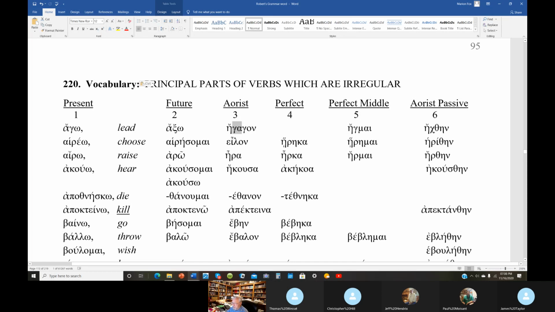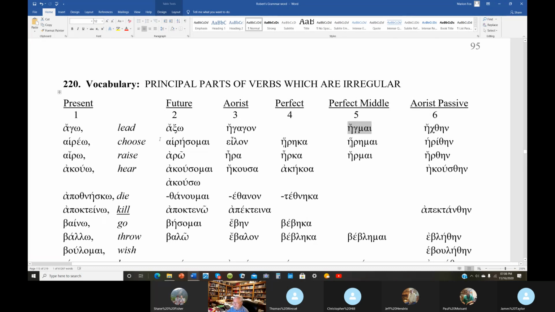Now then, the aorist is a completely different form, and so what we have is this right here. That's our new stem. There's your augment. So it does change. There's no perfect form of this word. It doesn't exist in the New Testament. Middle is this form, and the aorist passive is this form over here. Again, everything is different all the way across on it.